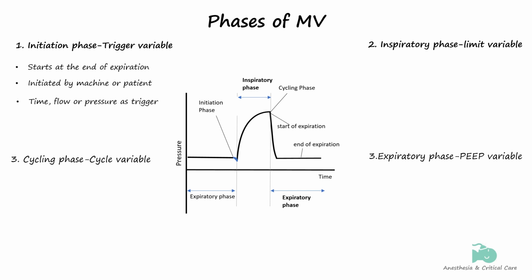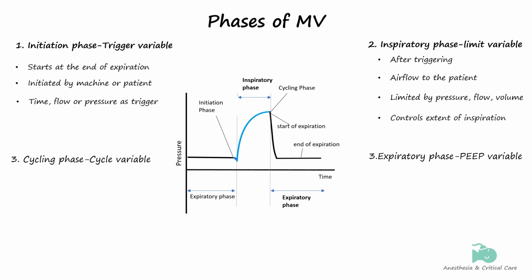The inspiratory phase begins once the breath is triggered and the inspiratory flow begins. This phase is defined by airflow into the patient. The limit variable controls this phase by setting limits using either pressure, flow, or volume parameters. In other words, the limit variable basically controls the extent of inspiration.